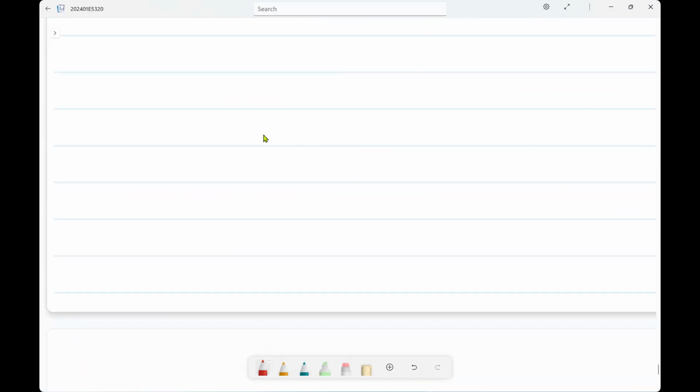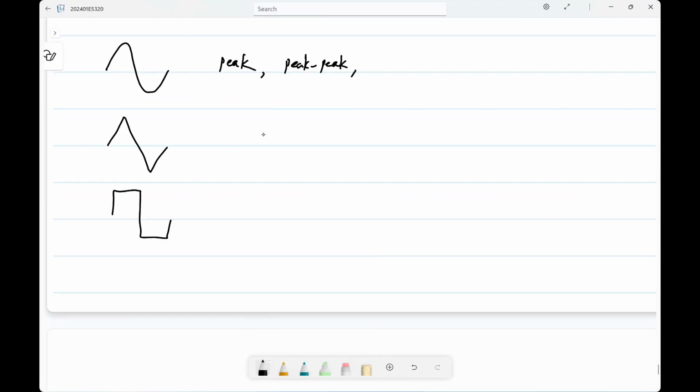Now, before I go there, even this is something that you know. So we have signals of, let's say, different wave shapes and so on. And there are metrics that describe the signals. It could be the peak value, or the peak to peak, or the root mean square value, or the mean squared value and so on.